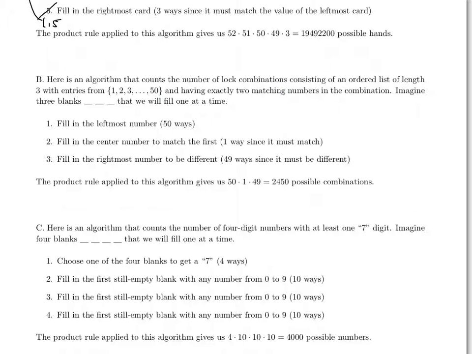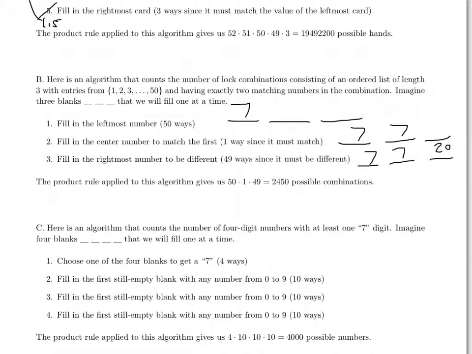So, for example, if I follow the algorithm that's here, fill in the left number, maybe the left number is a 7. Fill in the center number to match the first, so there's no choice there, I only have one way of doing that. And then fill in the rightmost number to be anything that's different, so maybe 20. So 7, 7, 20 would be a legitimate combination lock. It's an ordered list of length 3 with entries from here and having exactly 2 matching numbers.